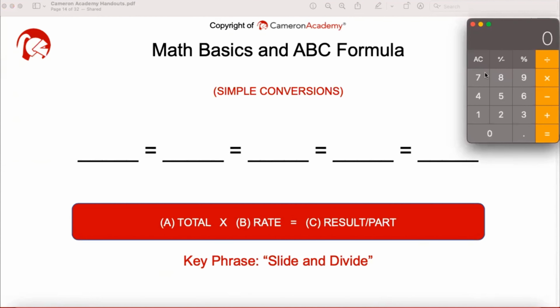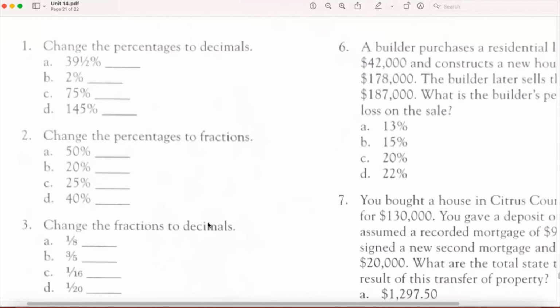Okay, so let's jump right into it and talk about some simple conversions that you need to know to solve these questions you encounter, such as converting percentages to decimals, percentages to fractions, and fractions to decimals. If this is easy for you, then you can just sit back and relax. But if it's been a while since we've been in school, you might want to pay attention to make sure we're all on the same page.